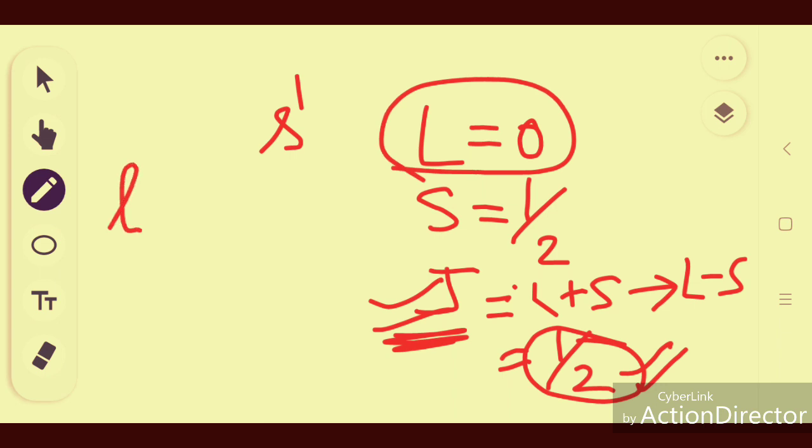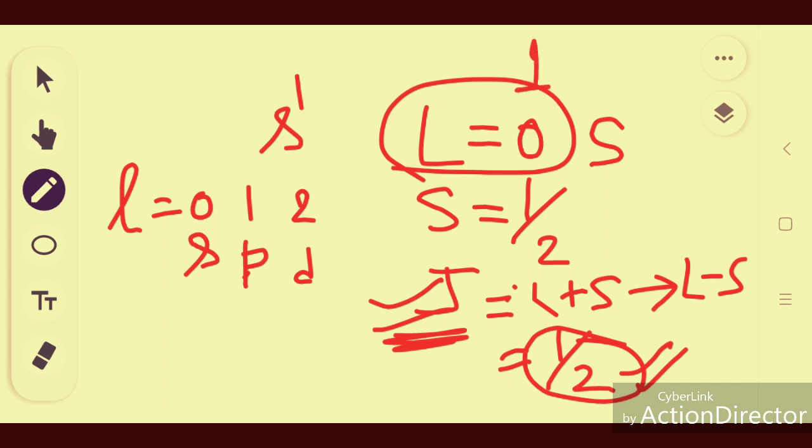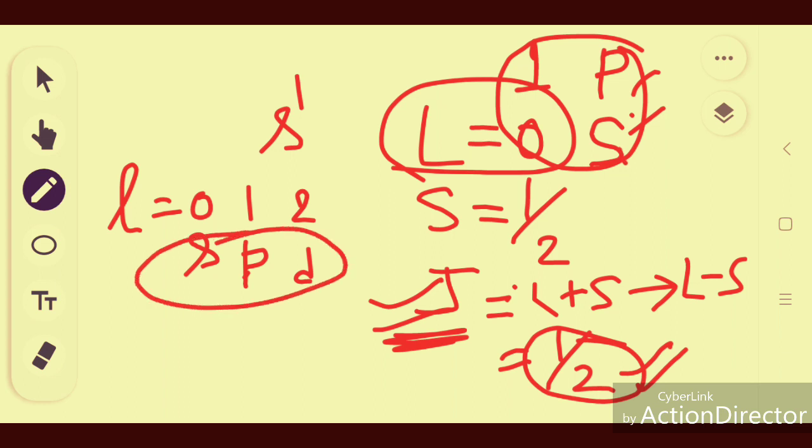As we recall for small l, if l is 0, then the orbital will be s. If it is 1, then the orbital will be p. If it is 2, then it is d. Likewise, if capital L is equal to 0, then the state will be capital S. If capital L is equal to 1, the state will be capital P. This is denoted by capital letters because these are energy levels, and small letters are used because these denote the orbital.